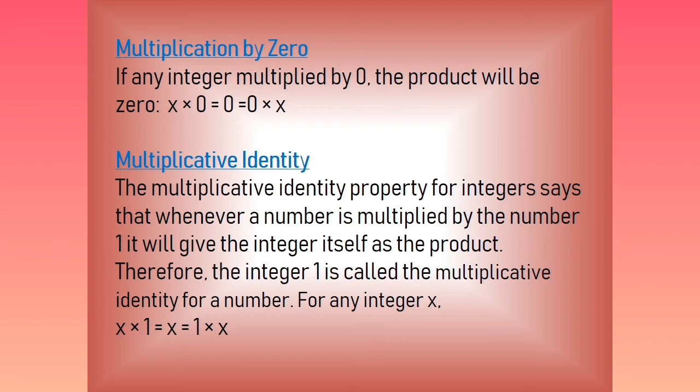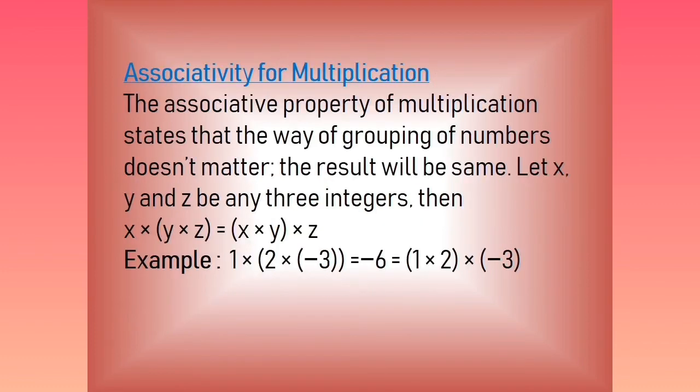Multiplicative identity. The multiplicative identity property for integers says that whenever a number is multiplied by the number 1, it will give the integer itself as the product. Therefore, the integer 1 is called the multiplicative identity for a number. For any integer x, x × 1 = x, that is equal to 1 × x.